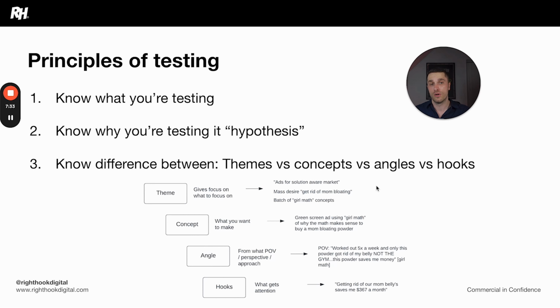For example, in our sprint, it's very normal where we'll say, hey, we want this theme of this sprint for this brand to be around making ads for a solution-aware market so we can open up a new market and scale. And maybe, hey, we need to test a new desire, so we want the theme of these ads we make to be around getting rid of mom bloating. Or that we want to make a certain batch of creative and we want the theme to be around the new viral girl math concepts.